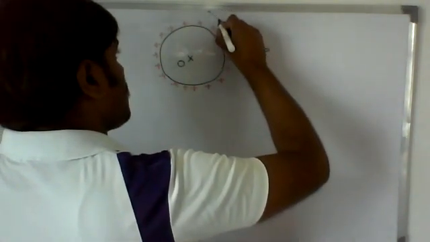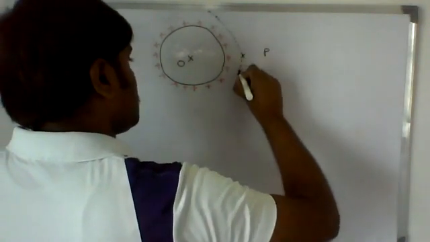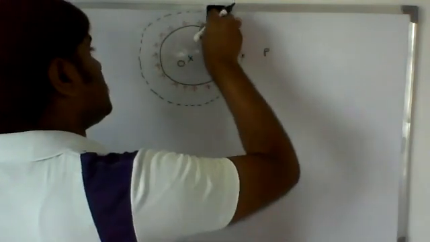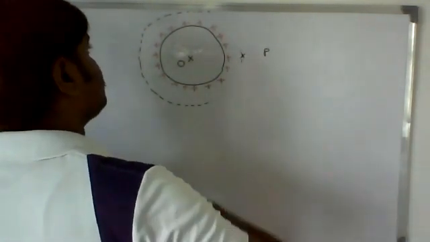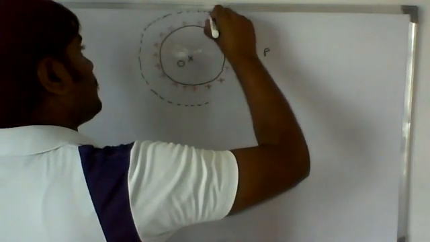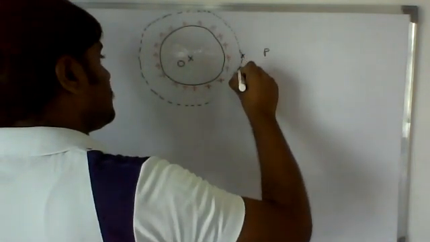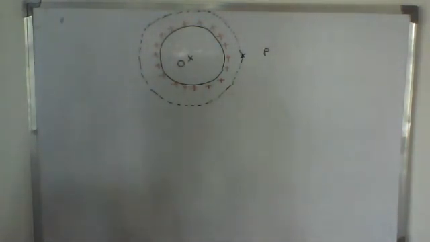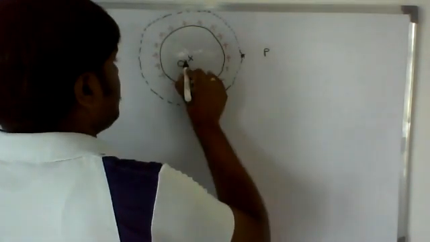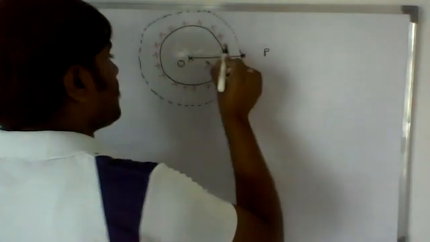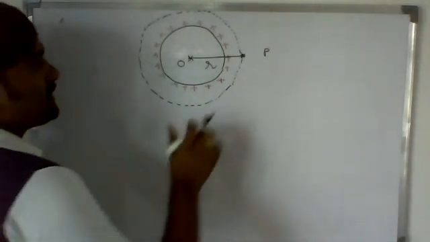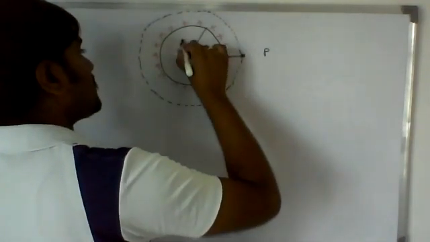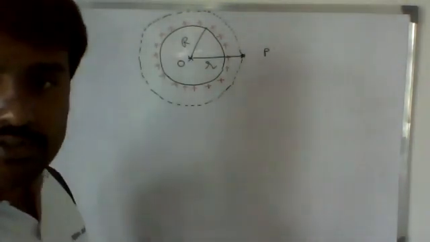Now we choose an imaginary Gaussian cylinder. What is this? Imaginary Gaussian surface. The distance from the observation point P to O, let us consider that as small r. Small r is the distance from the observation point P to the center of the spherical shell, and let us consider capital R as the radius of the thin spherical shell.